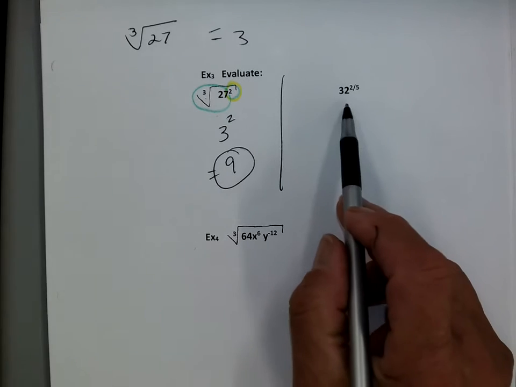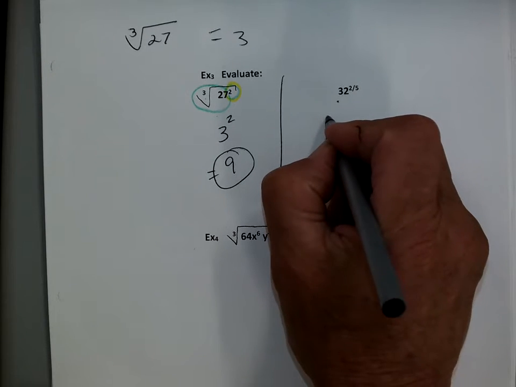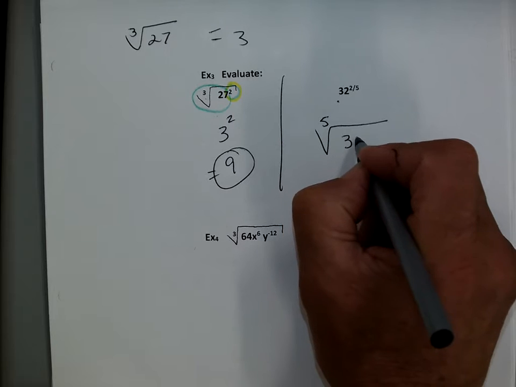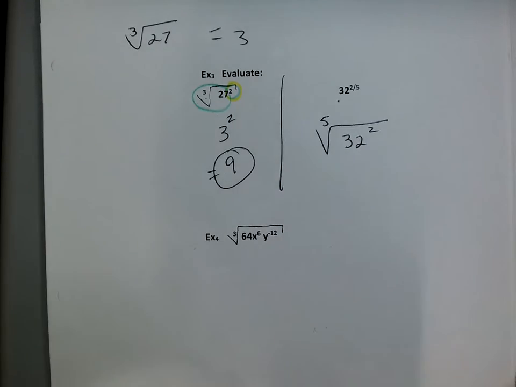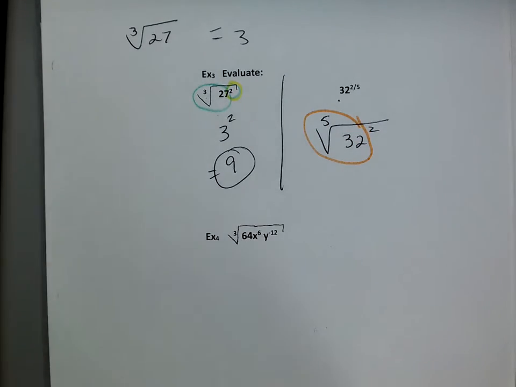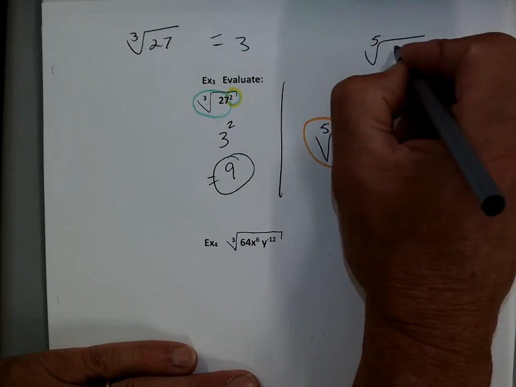Okay, number 3, second example. Let's rewrite it as the 5th root of 32 squared. I'm going to do the root first. It's just better to reduce it first. I want to do the root first, make it small instead of 32 squared.